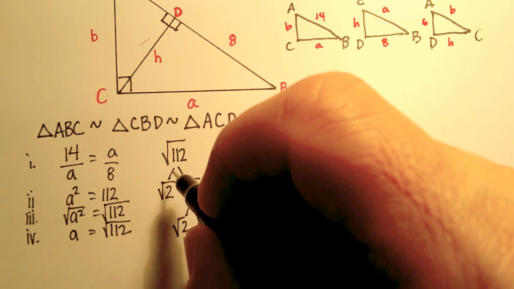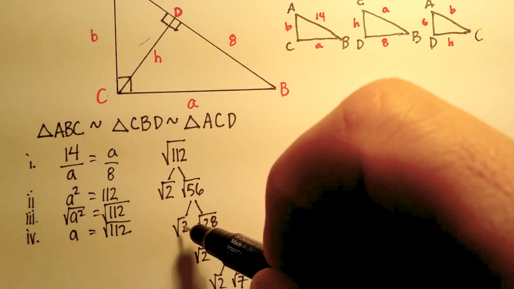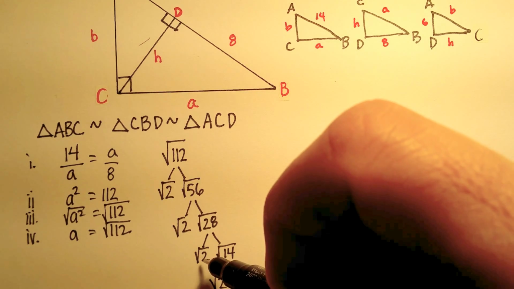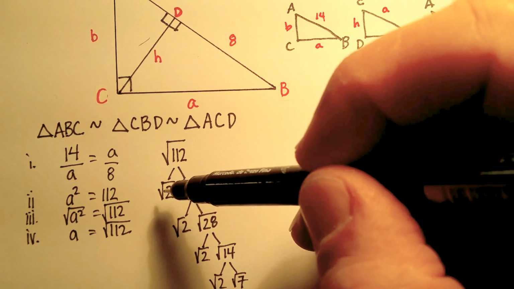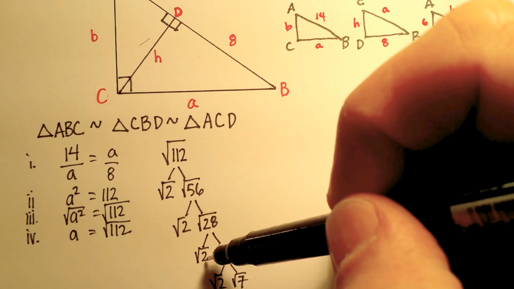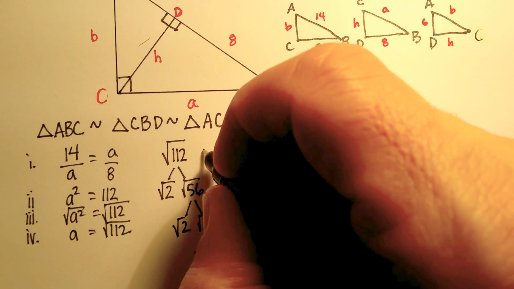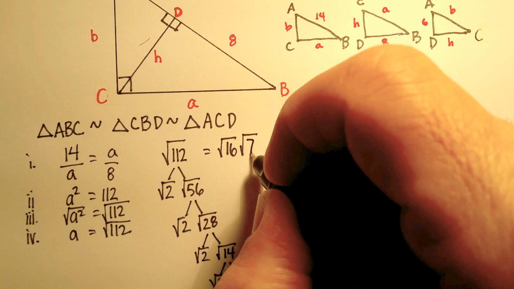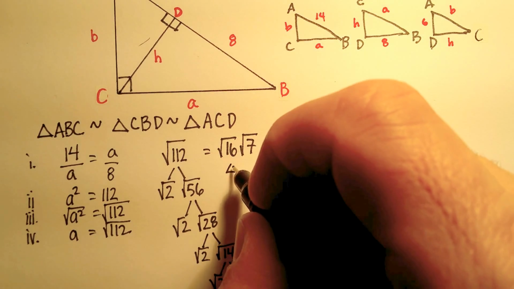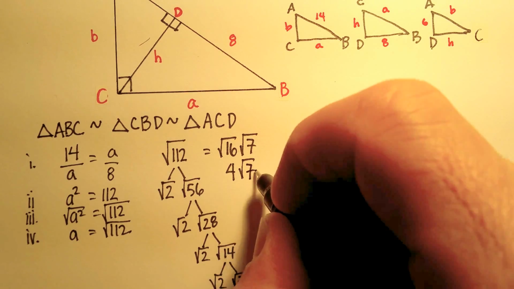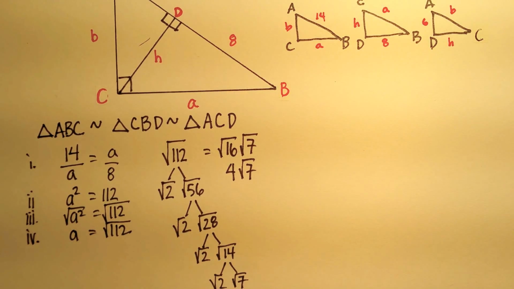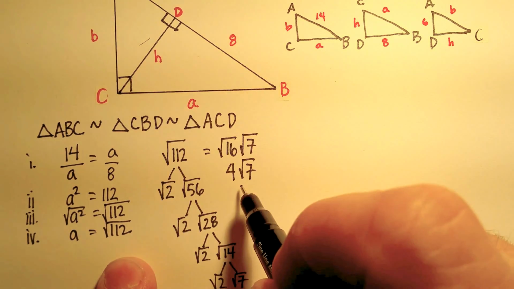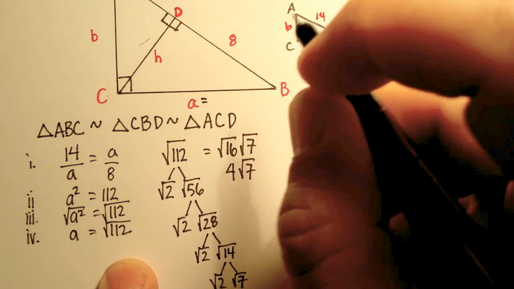Okay? So we can rewrite this as the square root of 2, 4, 6, 8. Let me say it one more time. 2 times 2 is 4, times 2 is 8, times 2 is 16. So we can say this is basically just the square root of 16 times the square root of 7. We know that the square root of 16 is 4. 7 is prime, so we'll just leave it as that. Now we know that A is equal to 4 radical 7.